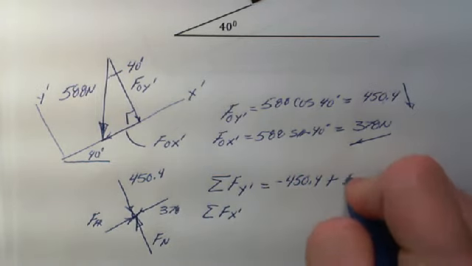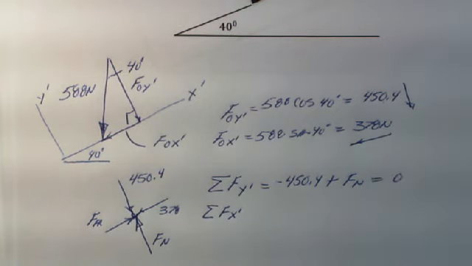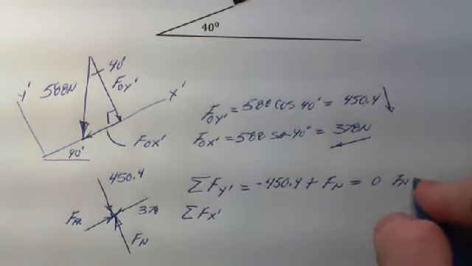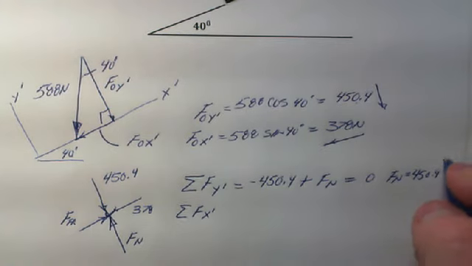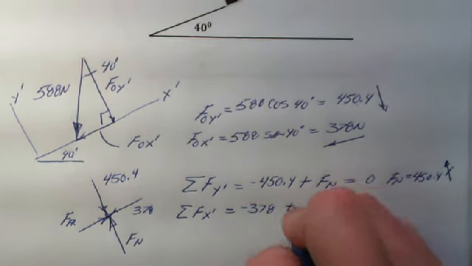If we sum the forces in the y prime direction, then I'm going to get minus 450.4 plus our Fn normal must equal 0, because the object has to be in equilibrium perpendicular to the inclined plane, because the object's not going to start accelerating away or through the inclined plane. We can find immediately that our normal force is going to be 450.4 newtons, and that's going to be going back up against the inclined plane.